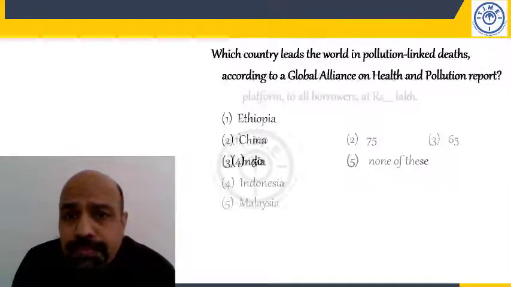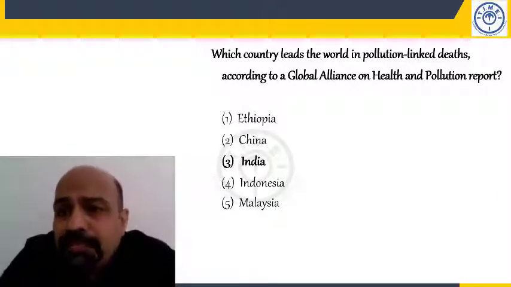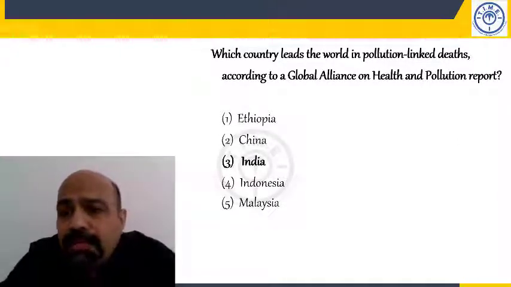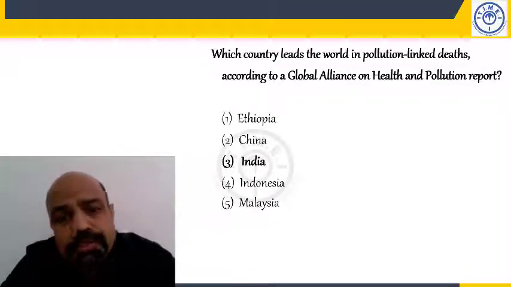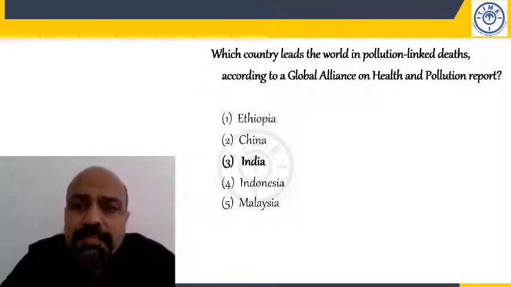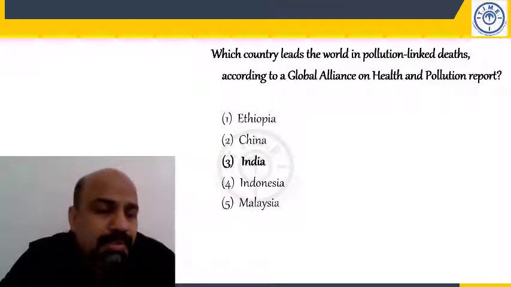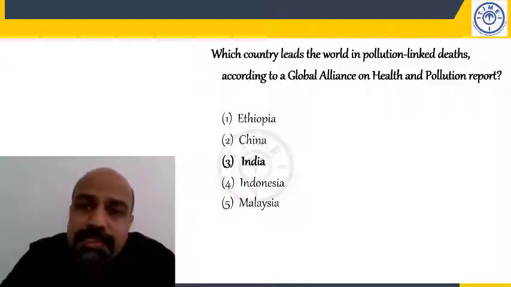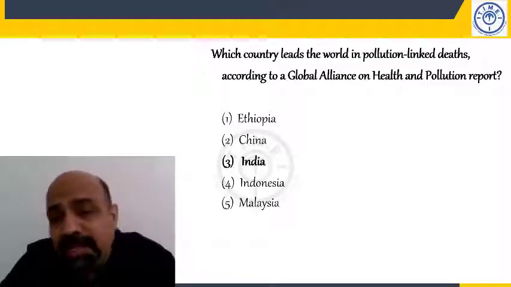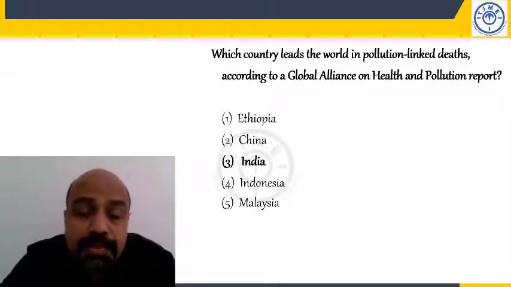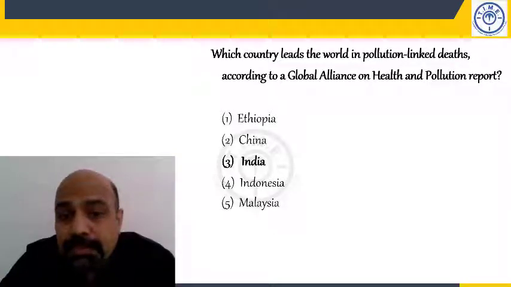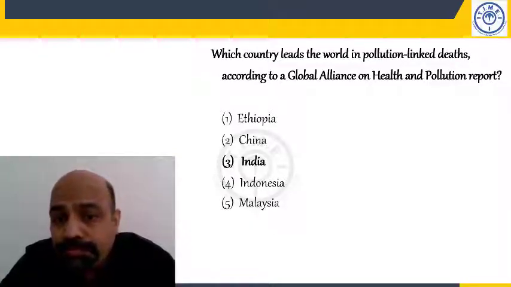So, which country leads the world in pollution-linked deaths according to the Global Alliance on Health and Pollution report? Of course, our country, it would be India or China. So in this case, it's India. But there is no documentation. In India, people are too busy earning a livelihood to worry about pollution. Yeah, because it's part of life.